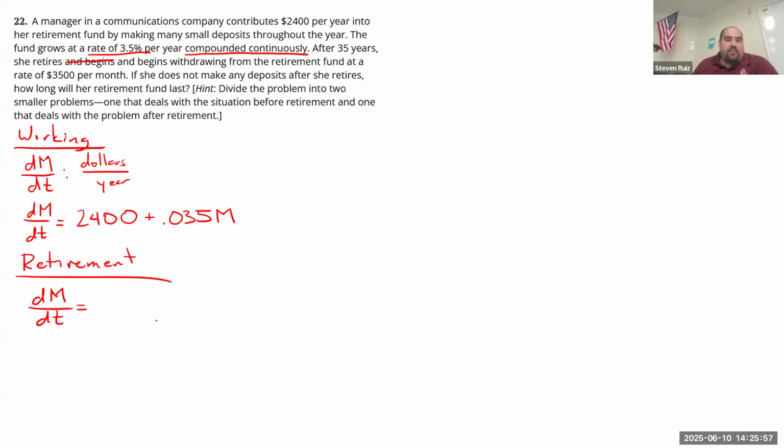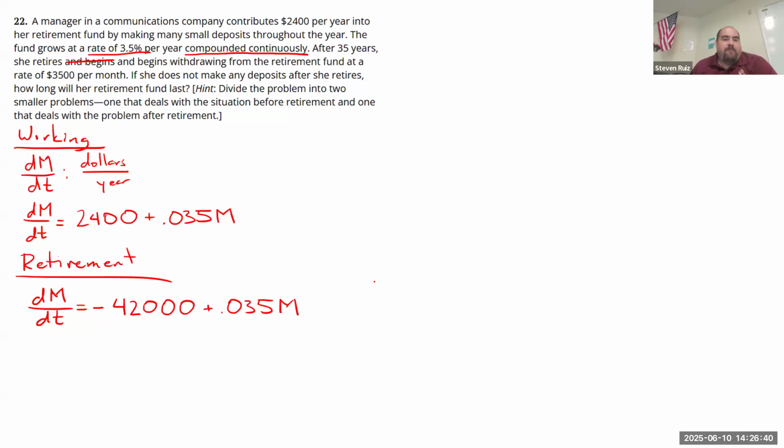I cannot use that value as is, though, because one thing we got to keep note of is that our time base is years. So I want to multiply $3,500 times 12. So I'm going to lose $42,000 every year from my retirement account. Is that the only rate that I have to concern myself with in this account? No, because you're still earning interest on whatever's in there. So because of that, I still have this term of 0.035 M.